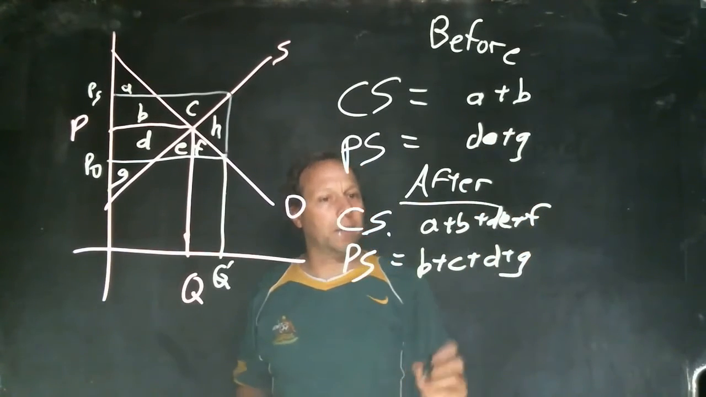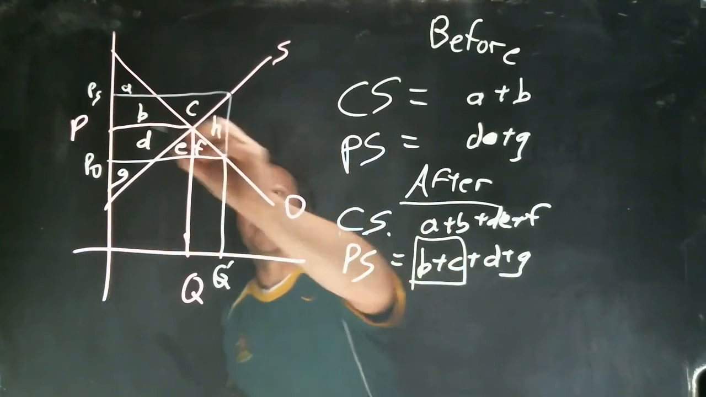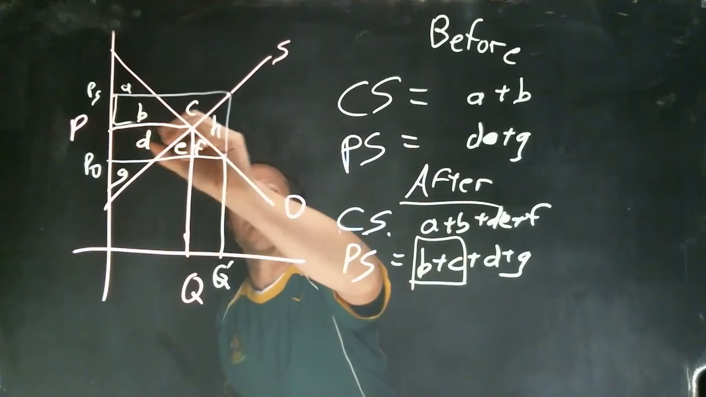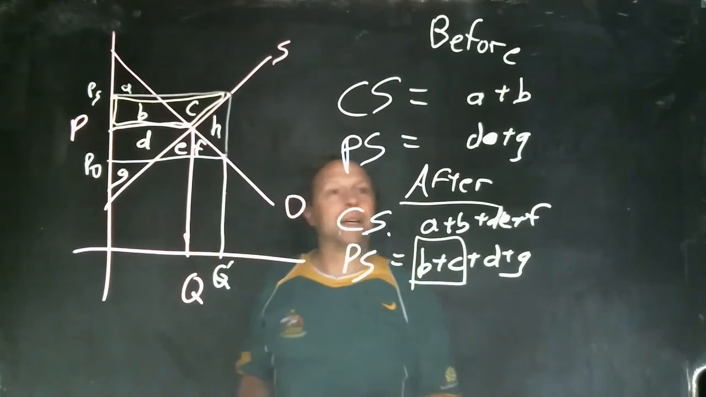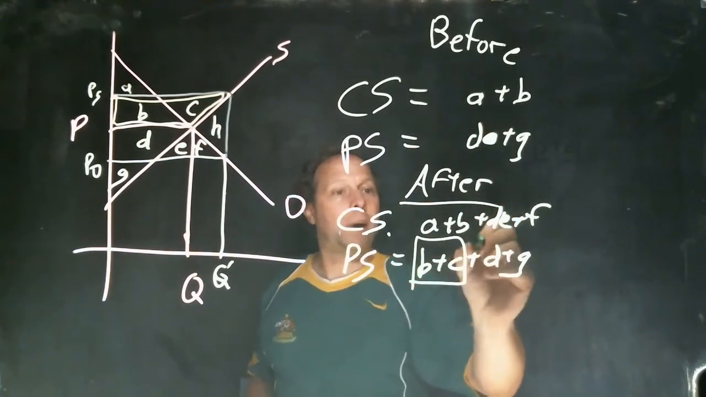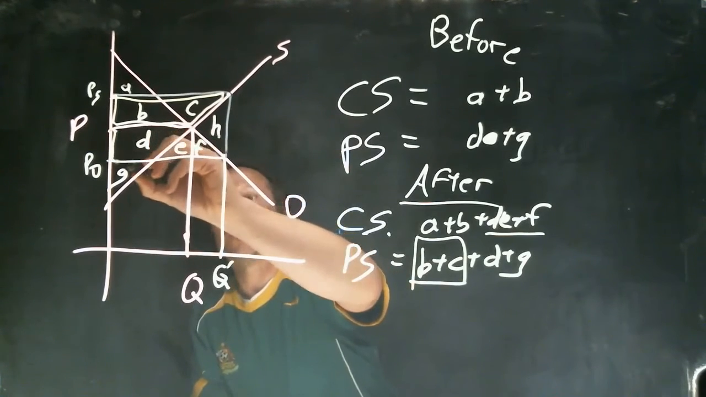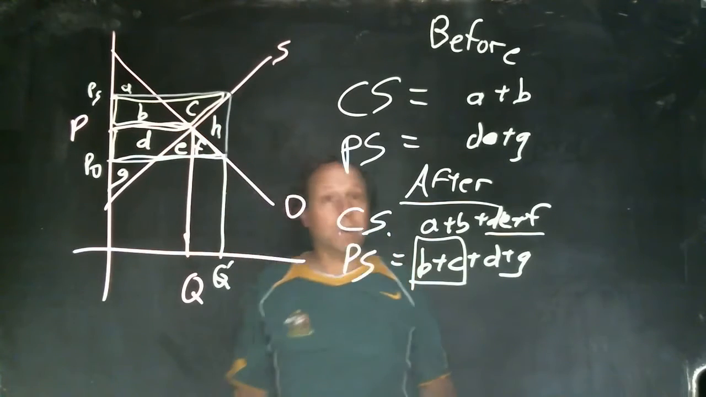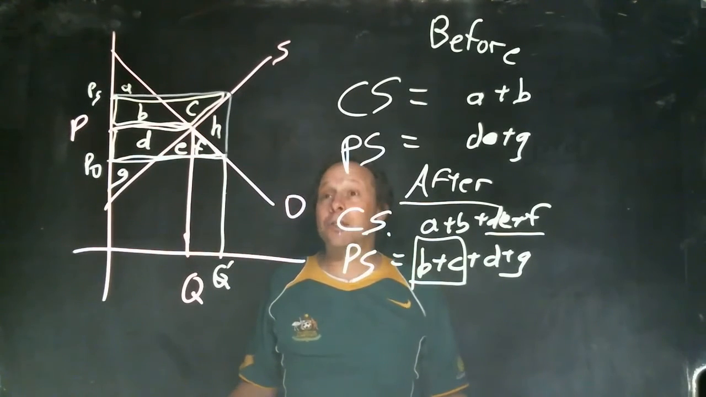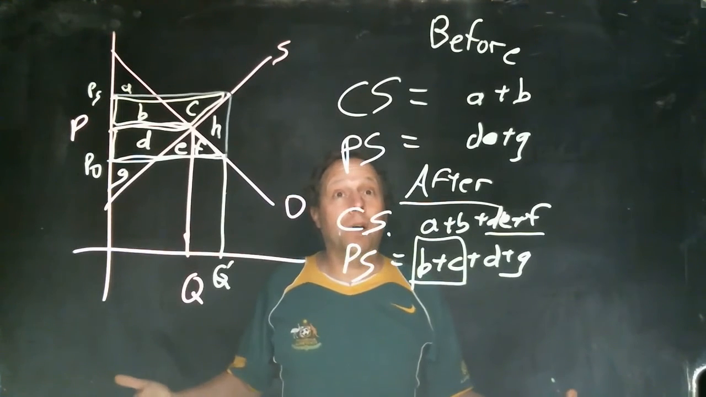So if we look at this, producers are better off by this area B plus C. So producers are better off by this whole new area here. And consumers are better off by this area D plus E plus F. So consumers are better off by this whole area here. So it looks like both producers and consumers are made better off. So subsidies must make everyone better off, right?